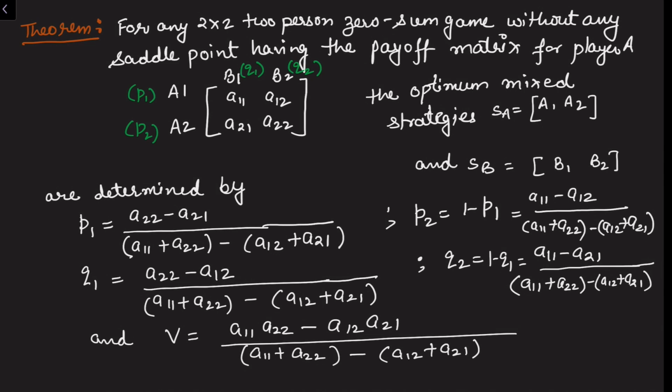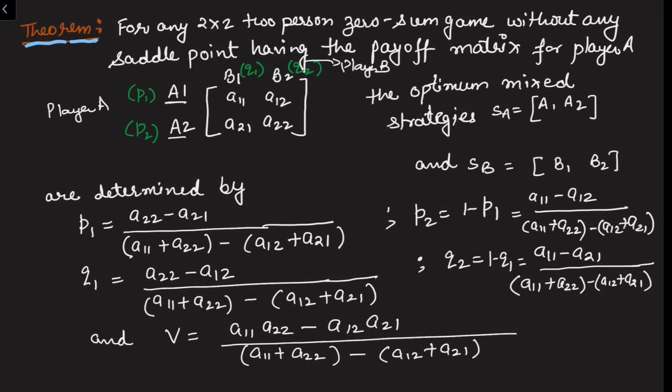To solve the above question, what we need to do is apply this theorem. In this case, I have considered a 2 cross 2 two-person zero sum game. We can see here on one side I have player 1, that is given with strategies A1 and A2. This side is player A, and on the other side this is player B, which also has two strategies B1 and B2.